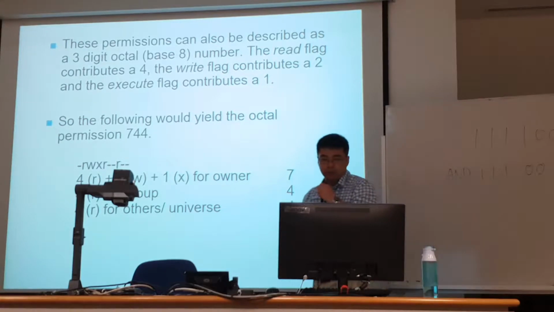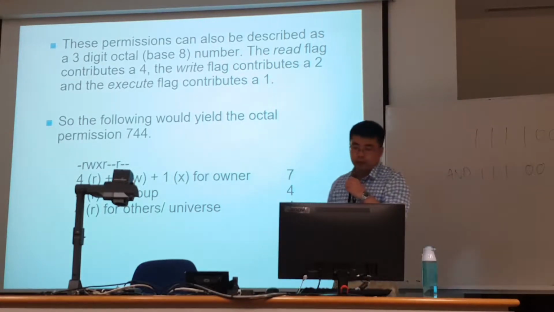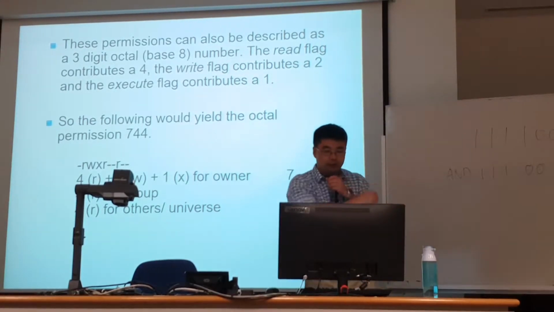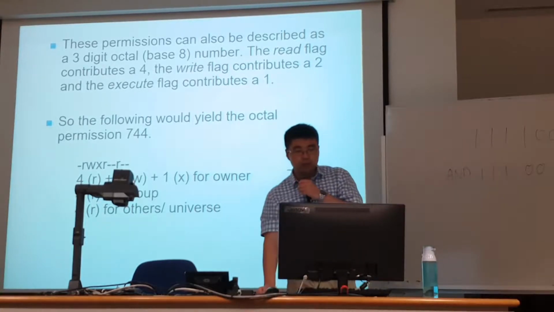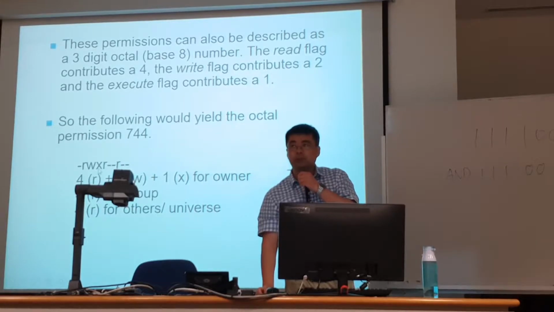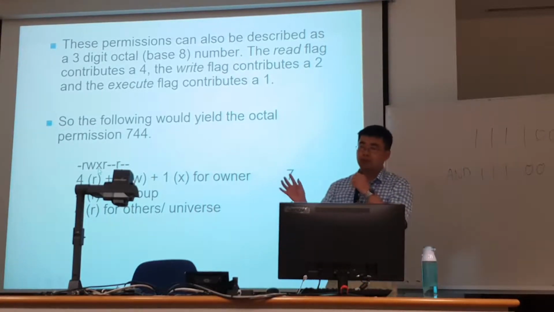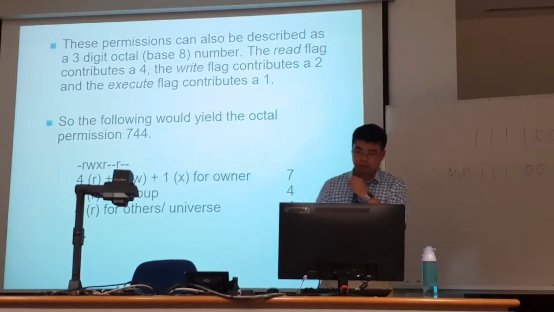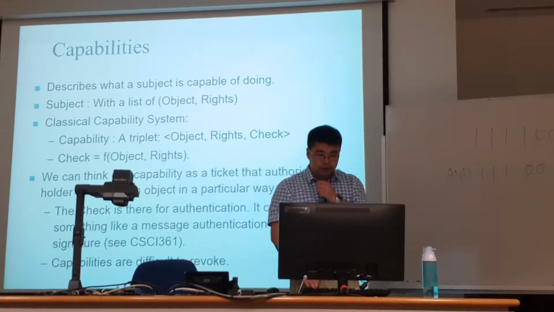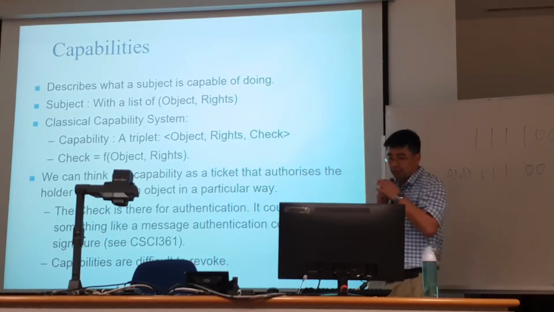We only have 1 to 4. Additional information about the permission. But anyway, this part is something extra. You only need to know that we can use numbers to represent the permissions. From 0 to 7, each number will represent a unique combination for the permission. Alright, so that's ACL.